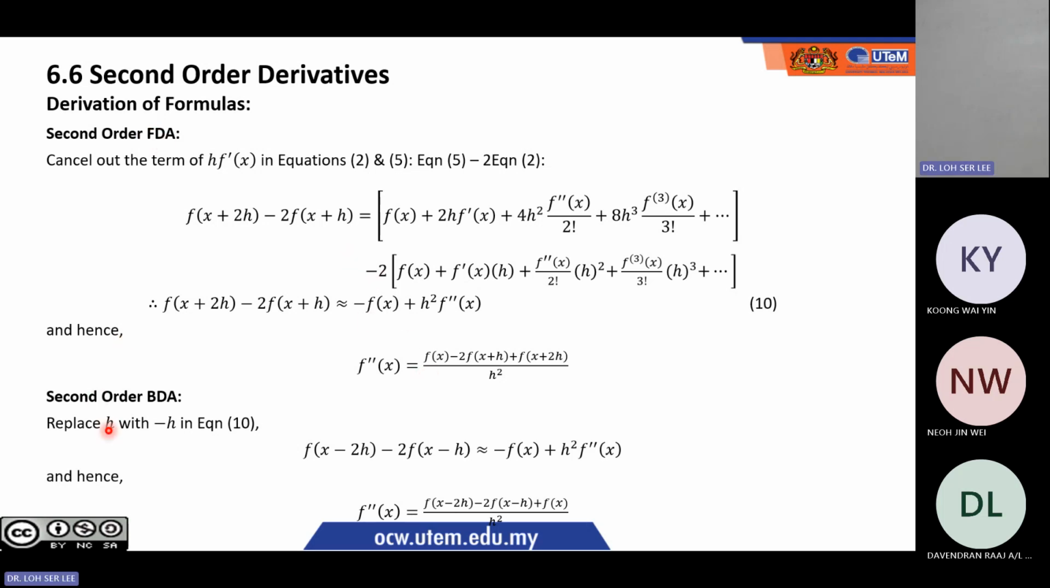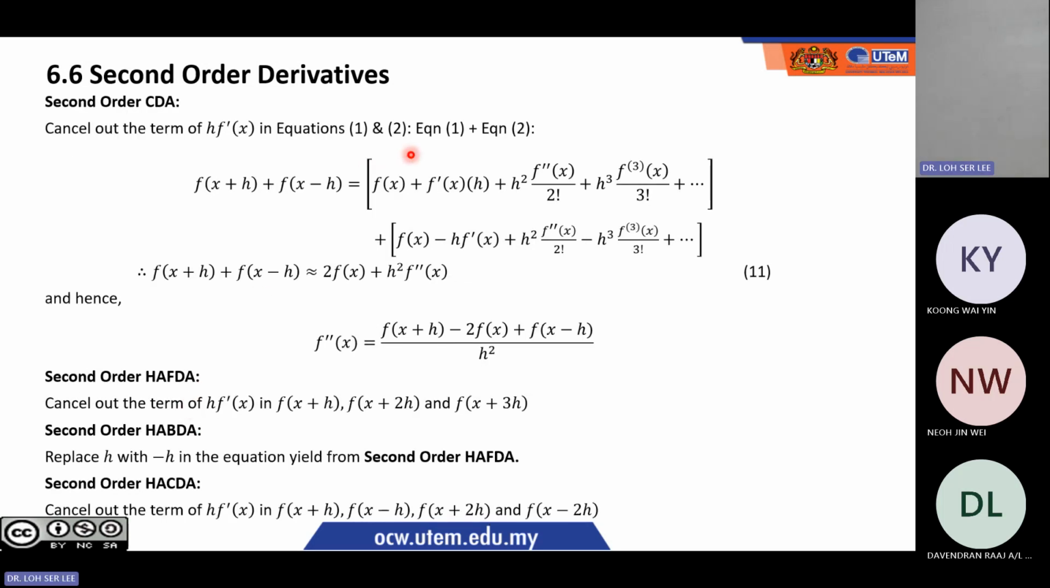When we replace h by negative h in equation number 10, we get the f double prime equation, and this is the backward difference approximation for the second derivative. Actually it's just manipulation of the series to get what we want. We want f double prime, so we need to find a way to cancel out the f prime term. Then we get what we want. This is for the centered difference approximation.